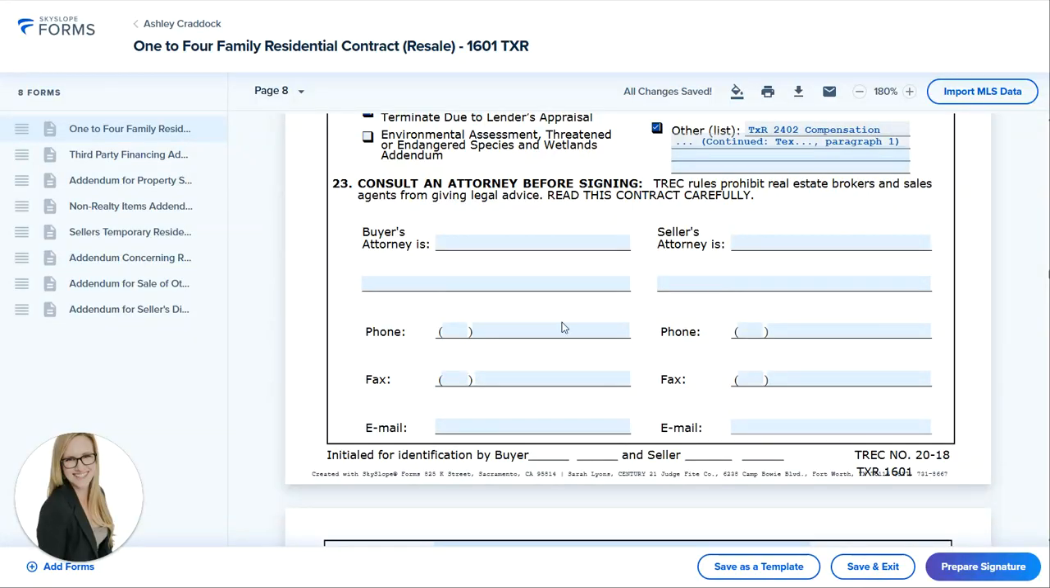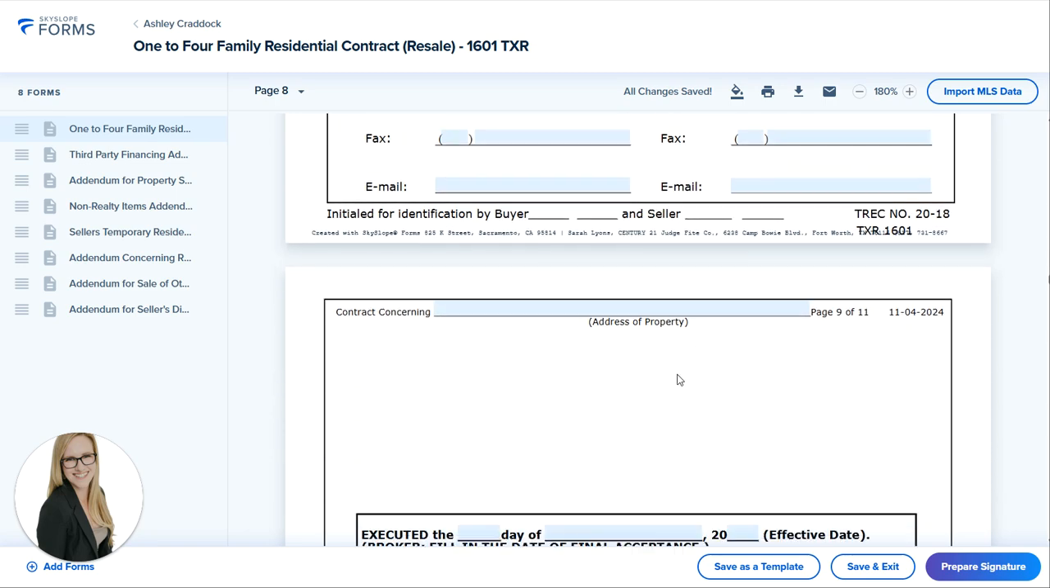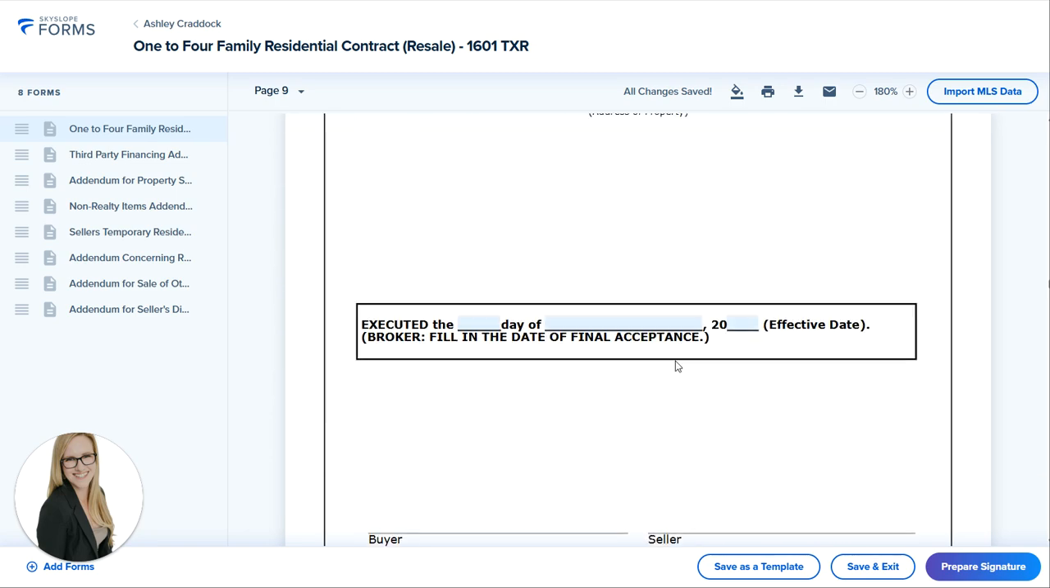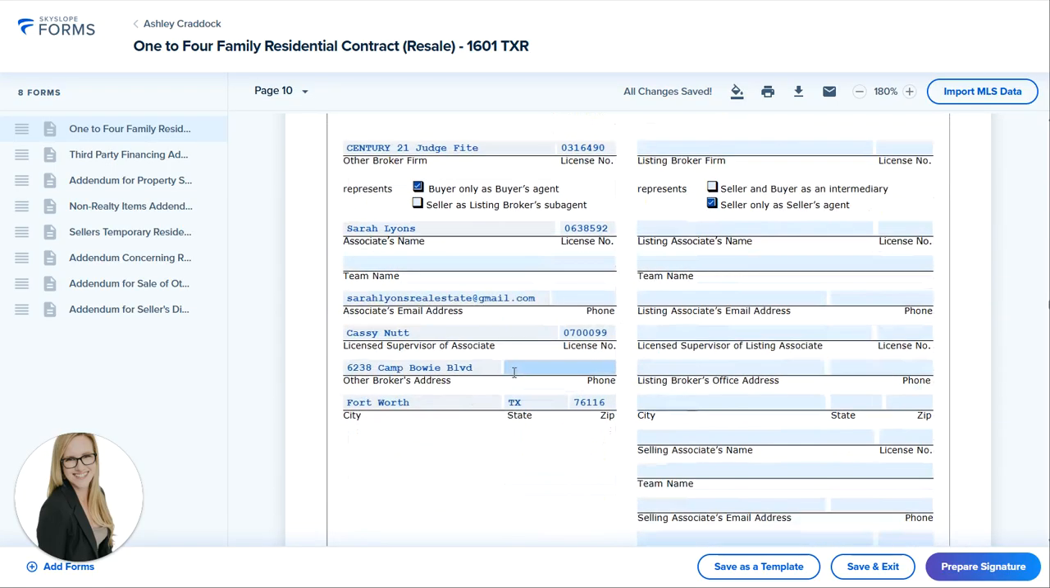We don't fill out the attorney's information. I've actually never filled it out because in 11 years I've never had clients hire separate counsel as part of it. And then this is where the clients would be signing. And then this is agent contact information. So in my template, I have this already filled out, so I don't have to go through and fill it out every time.